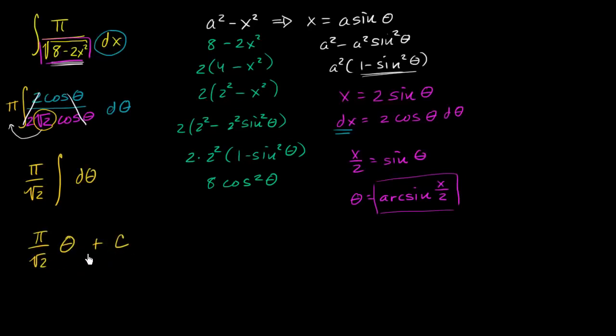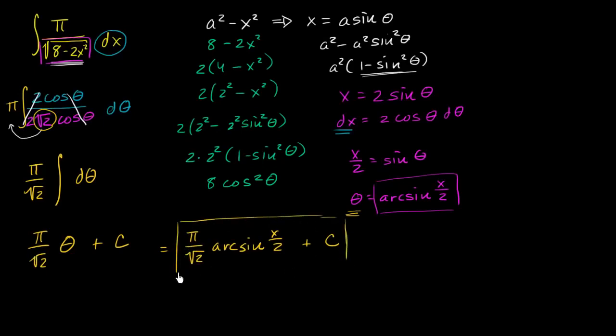And we're almost done. We just have to rewrite this in terms of x. And we already know that theta is equal to arcsine of x over 2. So this indefinite integral, or the antiderivative of this expression, is going to be pi over the square root of 2 times arcsine of x over 2 plus c. And we're done. Some people don't like a square root of 2 in the denominator. If you want to remove it, you can multiply this by square root of 2 over square root of 2, and that will simplify it. But right now I just leave the denominator in irrational form, and this right over here is our antiderivative.